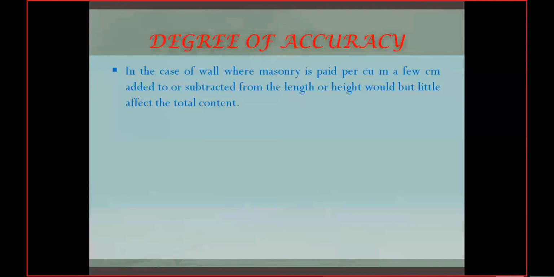Remember, if there is some error, say we added 1 centimeter or subtracted 2 centimeters in the length or height, there will be no effect on the total content. When there is a change in the length or height of a wall up to a few centimeters, there will be no effect on the total content. It will be a small amount, negligible.